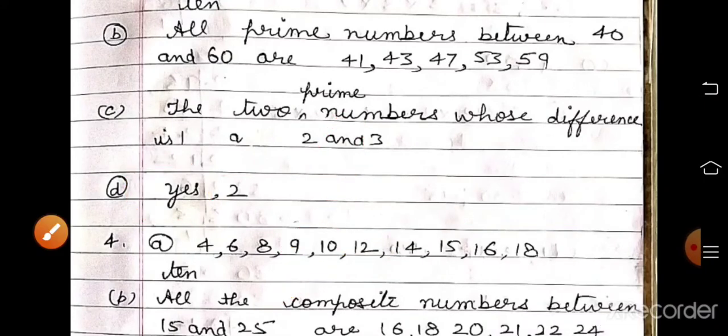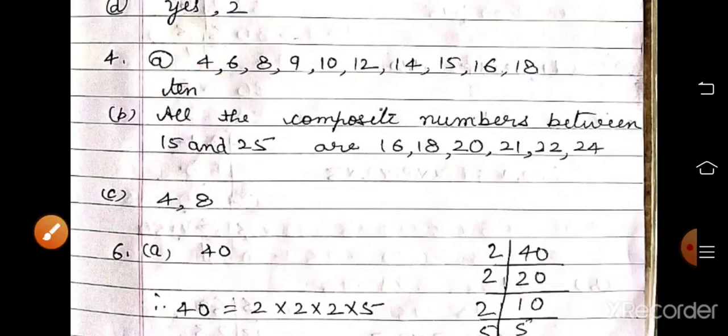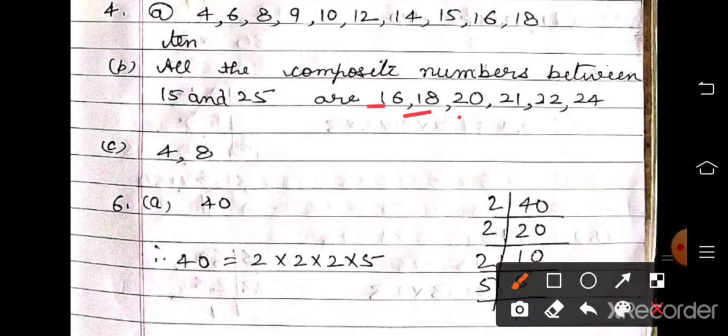Okay, now question number 4, write all the composite numbers below 20. How many are they? So below 20, the composite numbers are 4, 6, 8, 9, 10, 12, 14, 15, 16 and 18. Total are 10. Now the B part, write all the composite numbers between 15 and 25. So the numbers are 16, 18, 20, 21, 22 and 24.